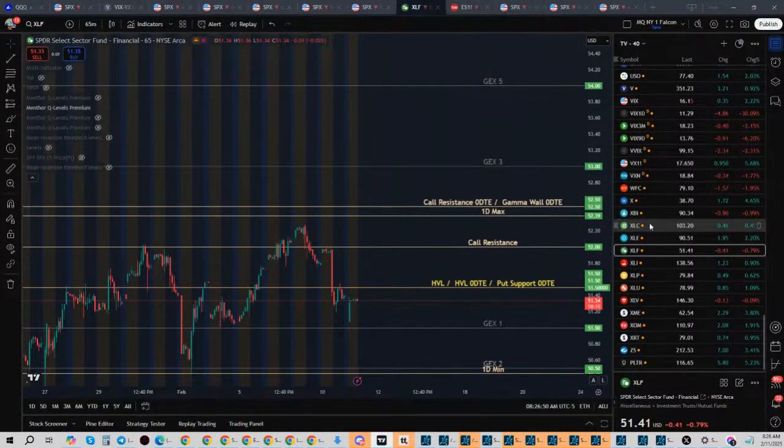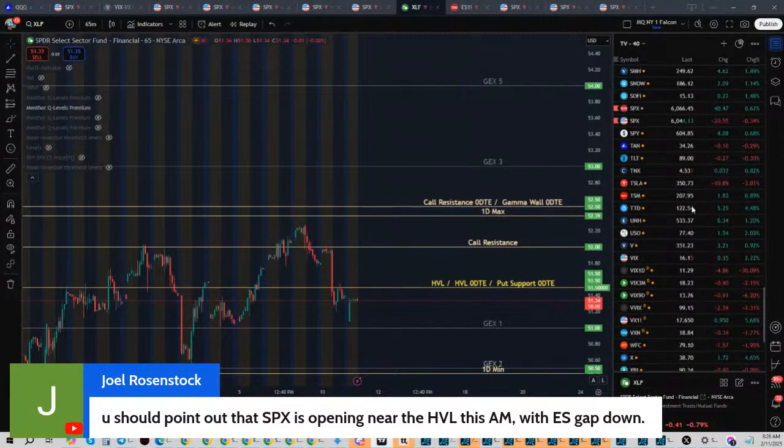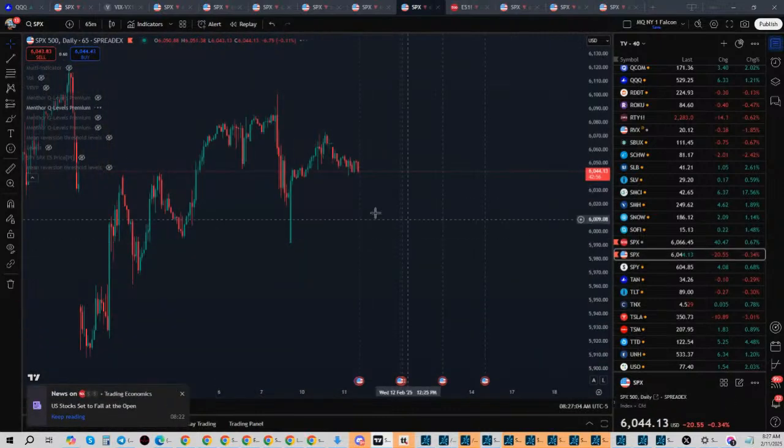I think I'm going to switch gears. Oh, Joe, you should point out the SPX is opening near the HVL this AM with the ES gap down. Okay. And let me point that out to make it clear to people in case they missed it.